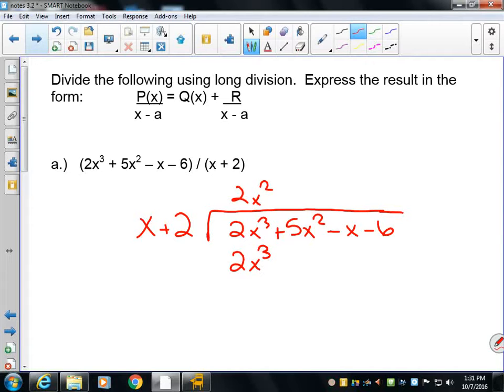I multiply the 2x squared plus 2 will give me plus 4x squared. And I end up with a negative x squared. And I bring down my minus x.